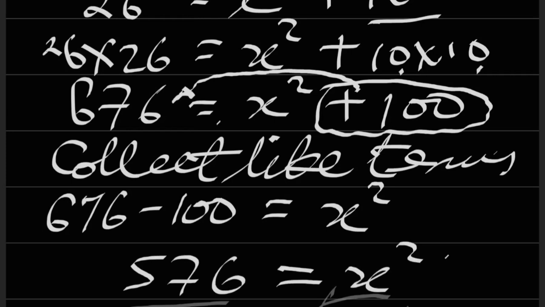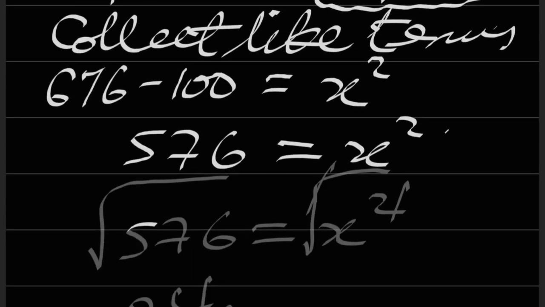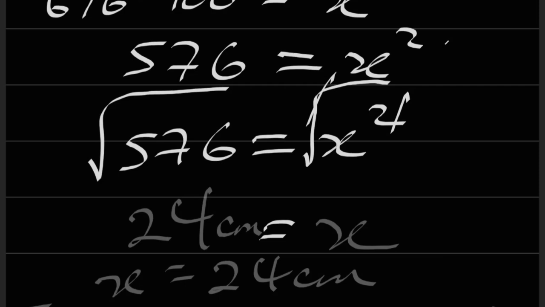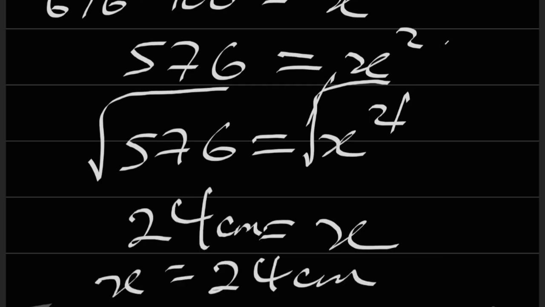To remove this square, we'll take the square root of both sides. It is only square root that can cancel square. So here's our 576 equals x squared. Take square root, because what you do to the right hand side, you do to the left hand side. Square cancels square root, so we are having x, and the square root of 576 is 24 centimeters. So x equals 24 centimeters.